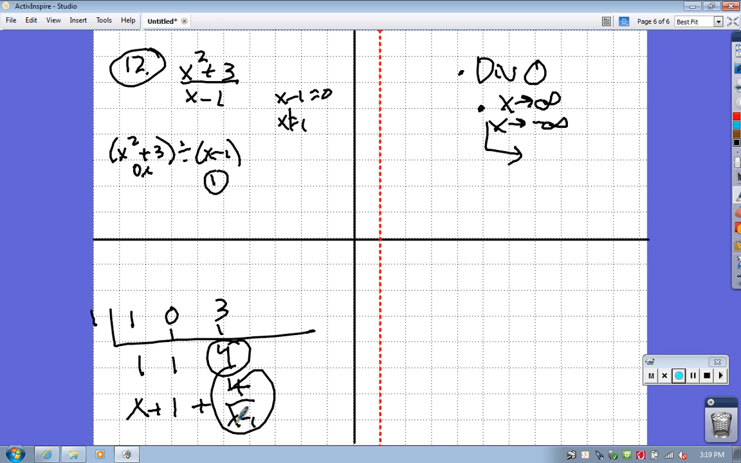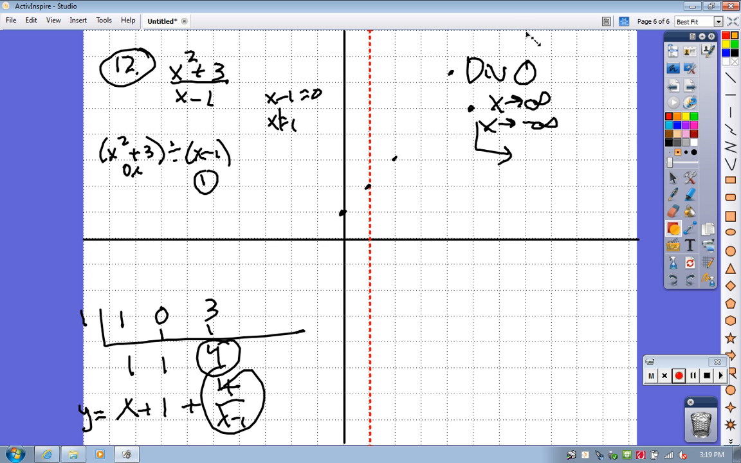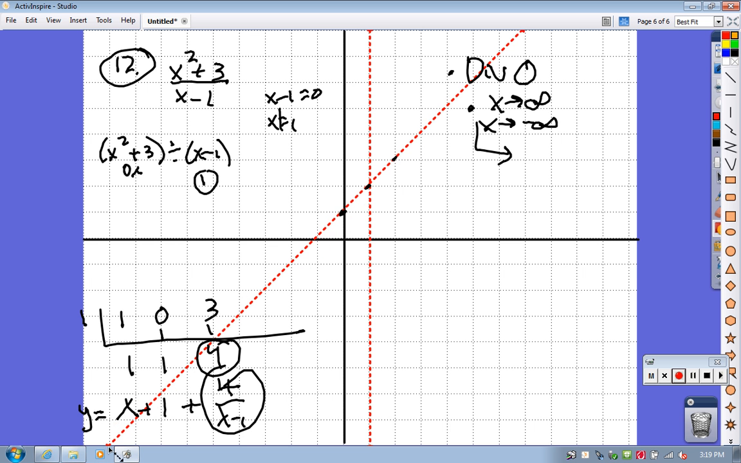That, though, is going to go to 0 as x gets really big. Remember, we're in this part. So basically, as x gets really big, this expression tends towards y equals x plus 1. Slope of 1, y-intercept of 1. So starting at 1, over 1, up 1, just like that. So let's look at my asymptote. Slant asymptote is going to look like that.